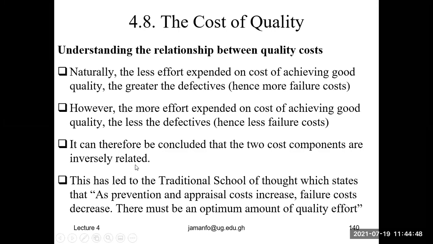So as we increase the expenses we make on achieving good quality, the lesser the defects. Okay? So this has led to the traditional school of thought which says that as prevention and appraisal cost increases, failure cost decreases. But there must be an optimal amount of quality effort. If we were in the class, I would have drawn this on the board for you to see.